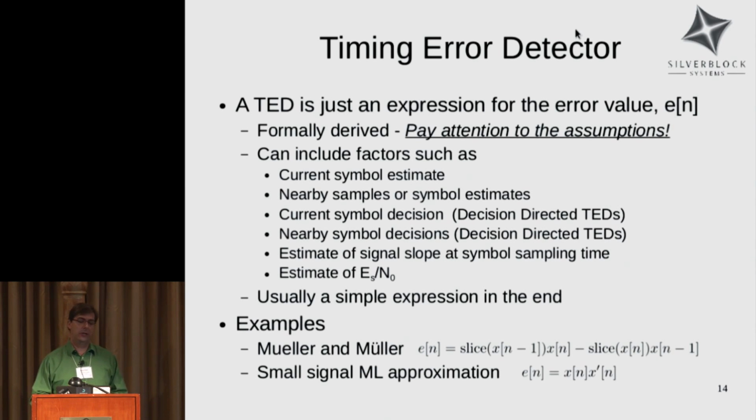The timing error detector can, in its computation, include things like the current symbol estimate, the nearby samples or nearby symbol estimates, the current symbol decision, the nearby symbol decisions, an estimate of the signal slope at the sampling time, or even the estimate of the energy per symbol over N0. In the end, they usually boil down to a simple expression. The Mueller-Muller timing error detector equation is right there, where slice indicates a decision. A small signal maximum likelihood approximation timing error detector expression is there. It's simply the signal times the slope. Really pretty simple.